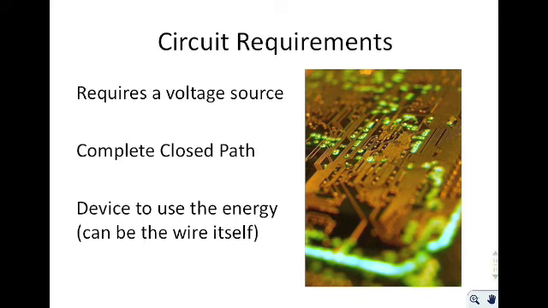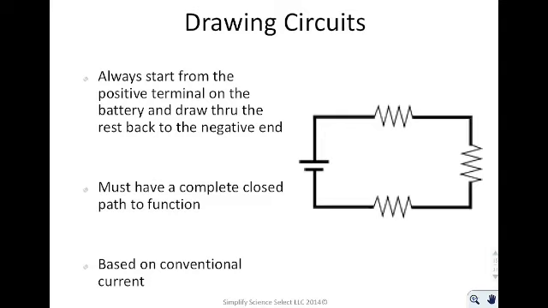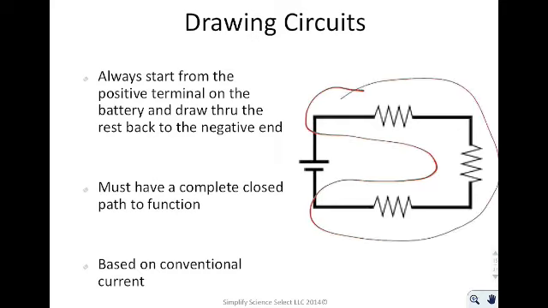And the device can be the actual wire itself. Wires do have an inherent resistance, and so because of that, you can have a circuit where the wire is the resistance. Generally, we call that short-circuiting something, so we try not to do that, but at the same time, it does work. So, if we look, drawing circuits, we always start from the positive terminal of the battery, and we draw through to the negative end of the battery. And if you look, it requires a closed path, a voltage source, and it requires something to use the energy.